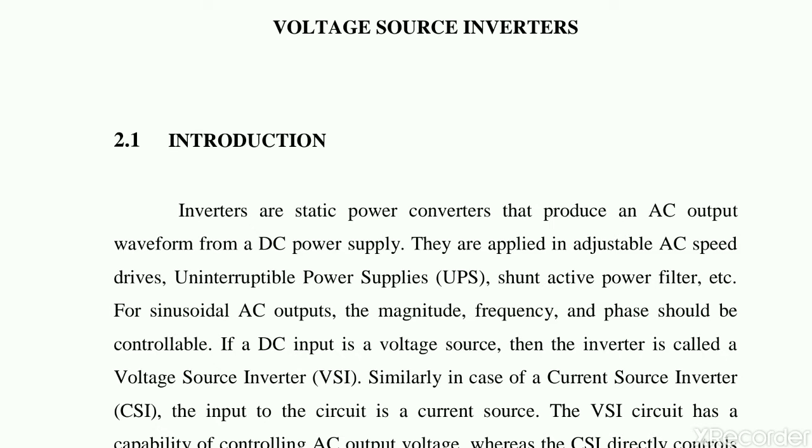So what are power converters? There are a total of 4 to 5 types of power converters, including cycloconverters. The first one is direct current to direct current, that is DC to DC, which is called a chopper. A chopper is a circuit which converts fixed DC to adjustable DC voltage. Then we have learned about rectifiers. A rectifier is a power converter which converts alternating current into direct current, that is AC to DC.